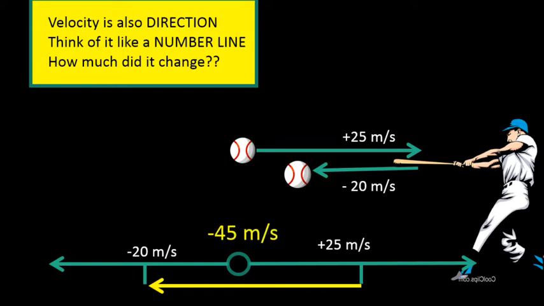So remember here, the question isn't the final velocity, that would be minus 20, but the change in velocity is minus 45 because it went from a plus 25 all the way to a negative 20.